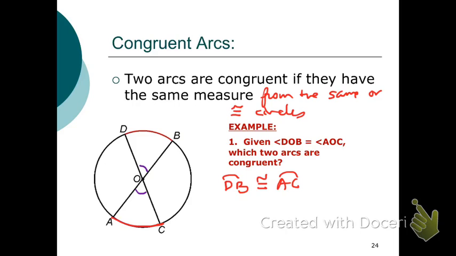Notice we have vertical angles, right? Vertical angles, those are congruent. Therefore, the arcs that are corresponding are going to be congruent. These are from the same circle, so we're good. Arc DB and arc AC are congruent arcs.